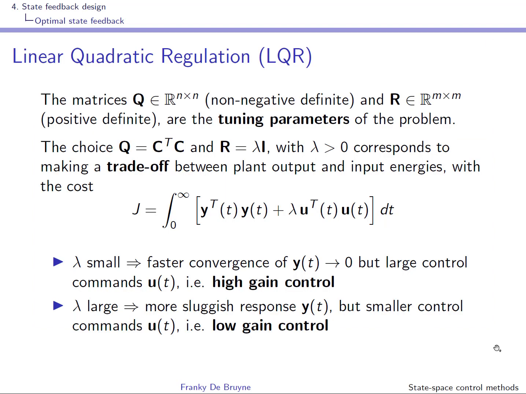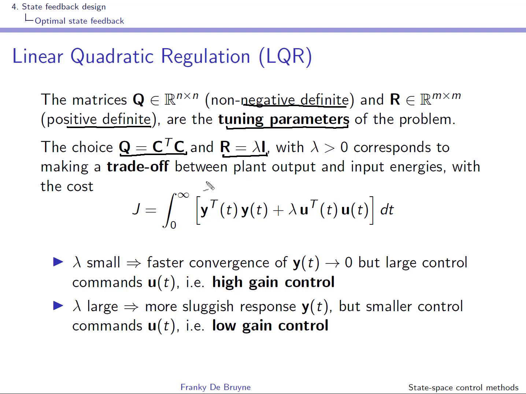Matrix Q that penalizes the state, and the matrix R which penalizes the control energy, are respectively non-negative definite and positive definite, and they are tuning parameters for the LQR control problem. So one particular choice of Q and R is interesting, and it might help you to understand what happens. Well, the first one is Q is C transpose C. Remember that C is the output matrix, and R is equal to lambda times the identity matrix.